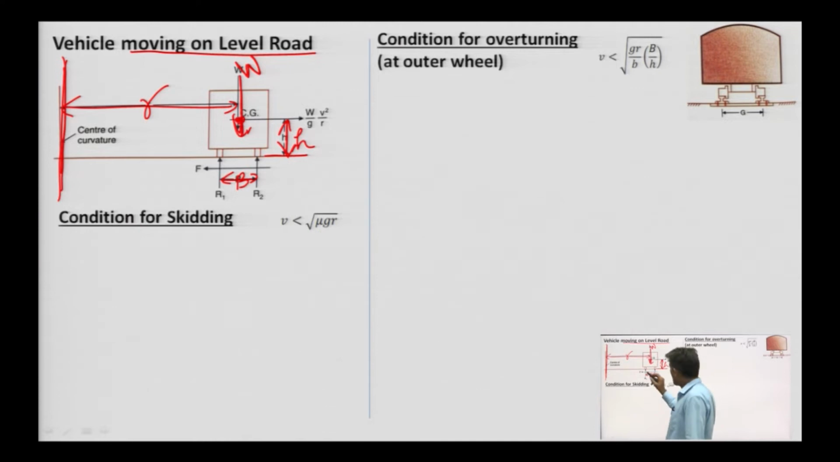The reactions at the outer and inner wheels: this one is reaction R1 and this one is reaction R2. Since the vehicle is moving in this direction, R1 is the reaction at the inner wheel and R2 is the reaction at the outer wheel. When this vehicle is moving, the reactions R1 and R2 are actually different.